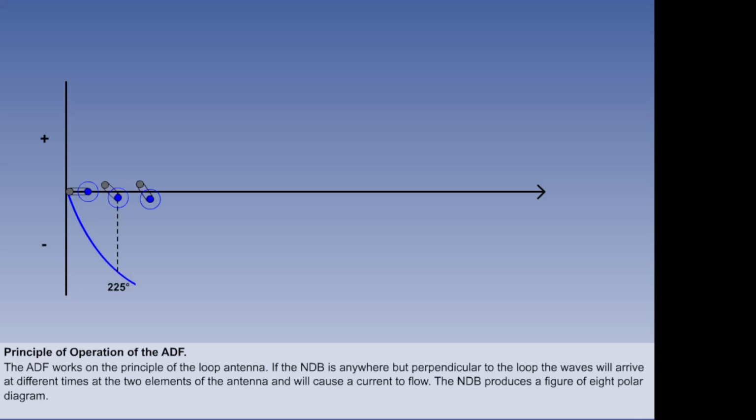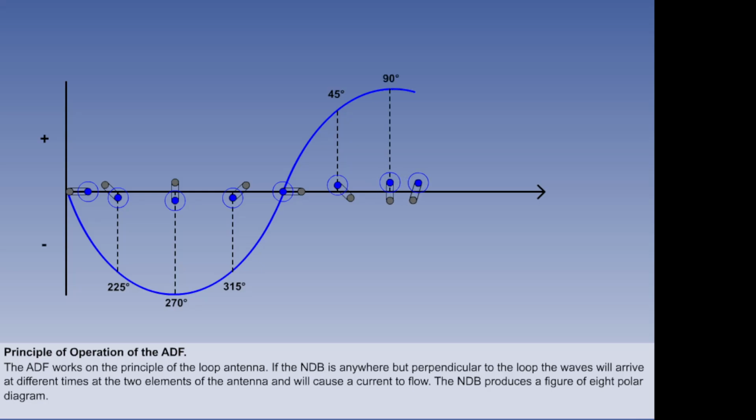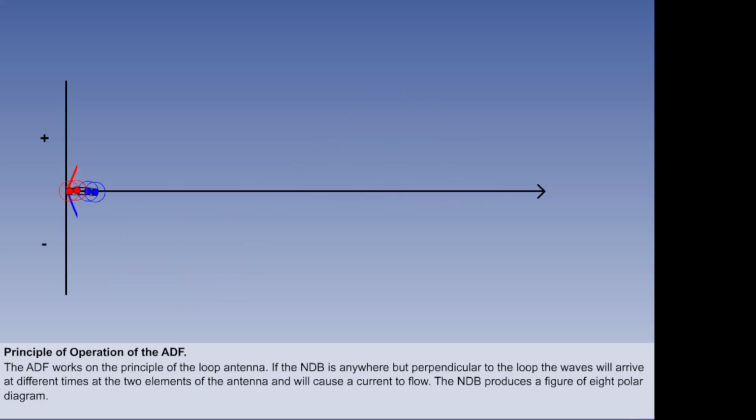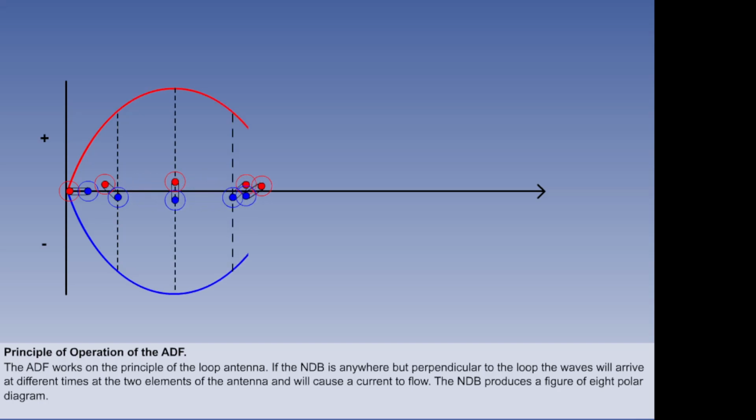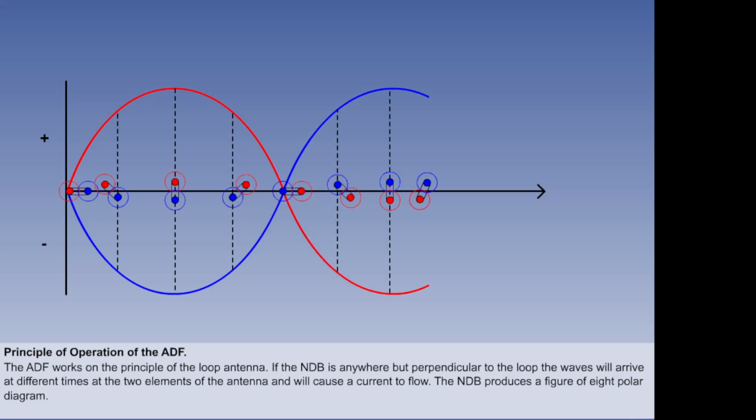At the same time, the other, blue element of the antenna is following the opposite pattern. It is 180 degrees out of phase. If we place the two patterns together, we get a figure of 8 polar diagram of the beacon signal strength at all points of the loop antenna.